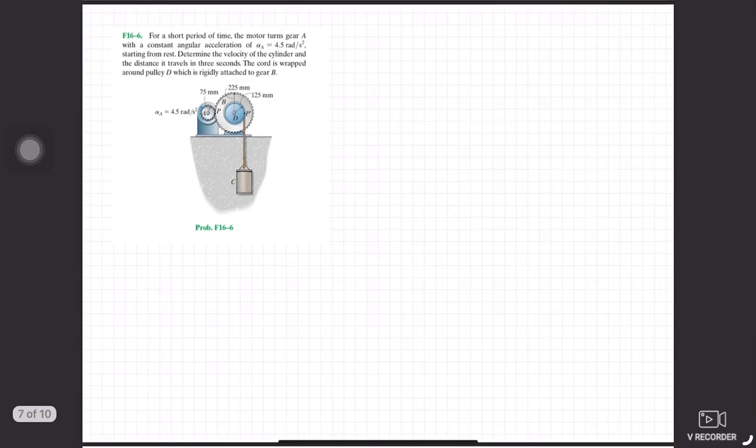Hello everyone. Today we are going to calculate problem number 6 from the fundamental problems. It's from the R.C. Hibbeler Statics and Dynamics book, 14th edition. So we will start by looking at the given facts.